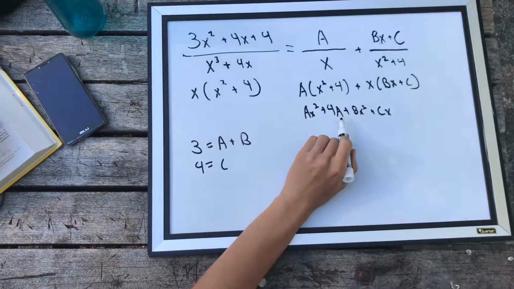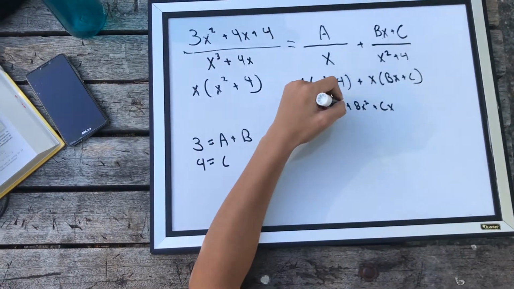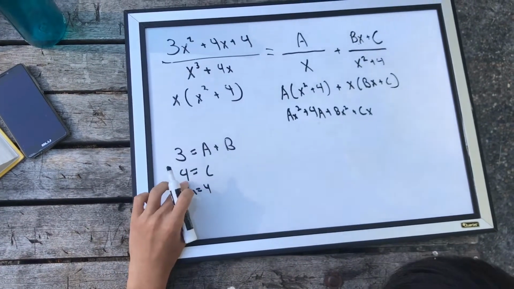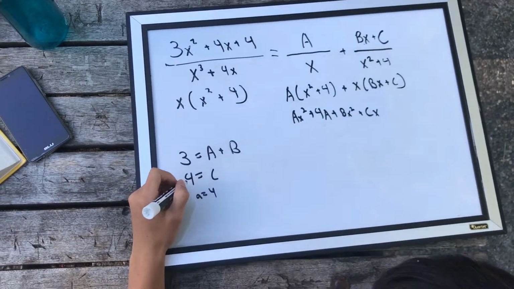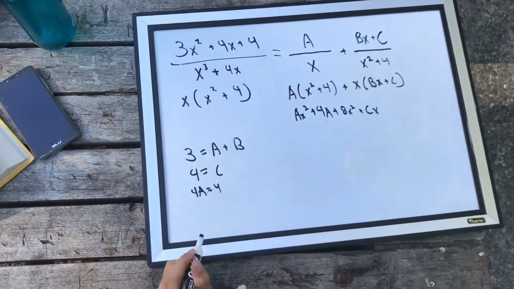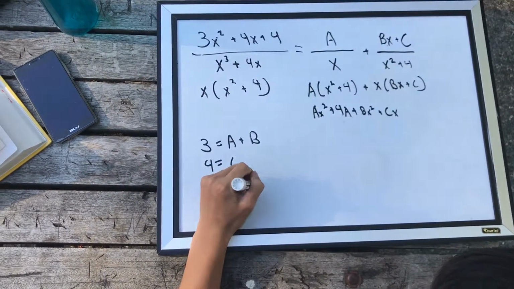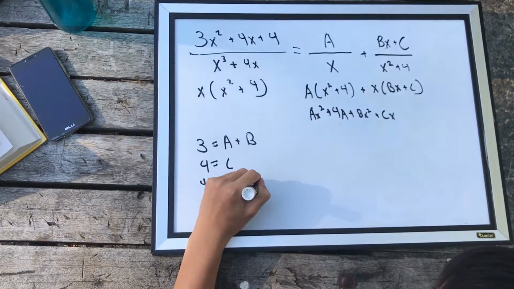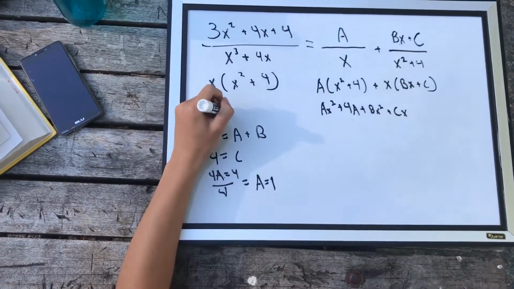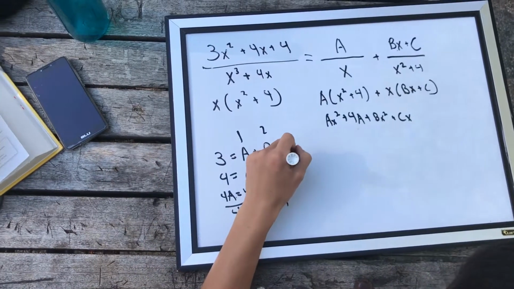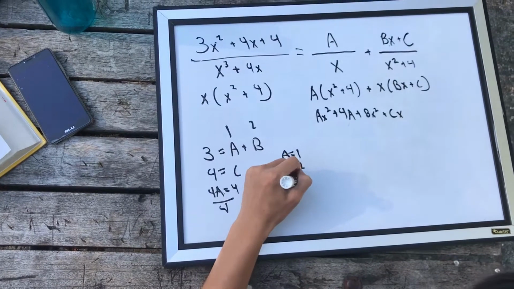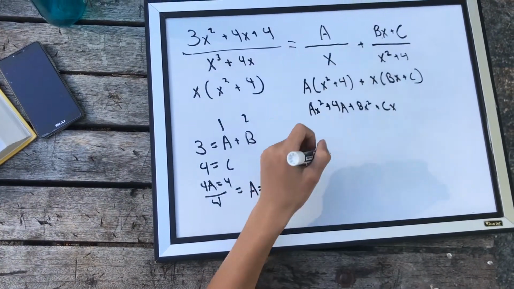And then the last one is the terms without a variable, without x in it. So 4a equals 4. This is also really handy because there's only a in here, not a plus b or anything else. So we just divide each side by 4, and we realize that a equals 1. And then a plus b equals 3, so if a is 1, then b must be 2. So a equals 1, b equals 2, and c is given: c equals 4.